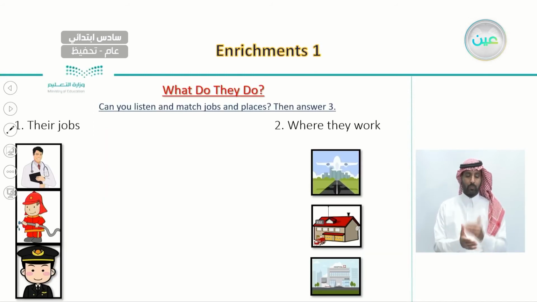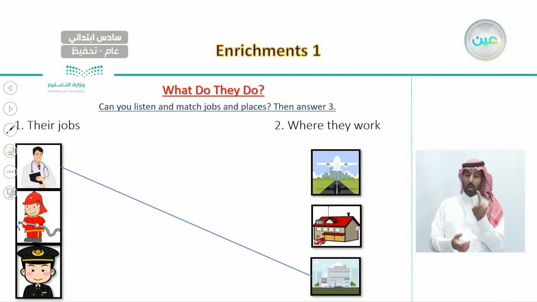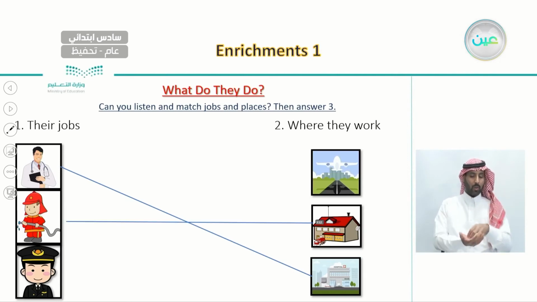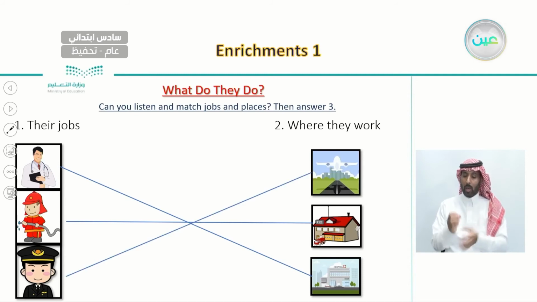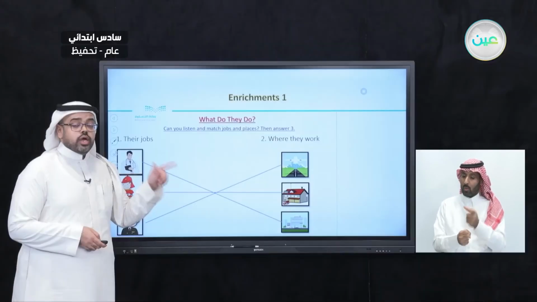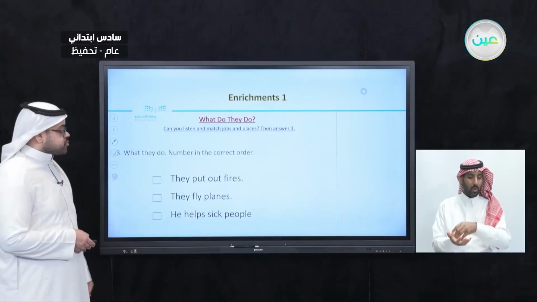And after this, we listen and match jobs with places, about the names of people and also where they work. So we learned that for a doctor, usually the place of work is a hospital, and also the firefighters, they work in a fire station. And also the third one, which is a pilot, works in an airport. So we not only learn about their jobs when we listen, but also where they work.